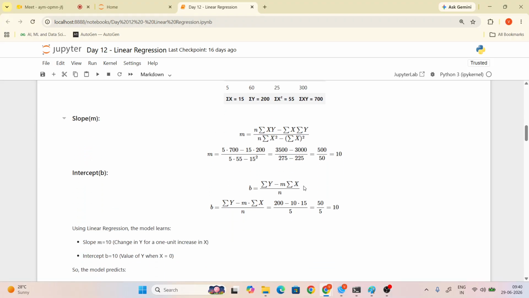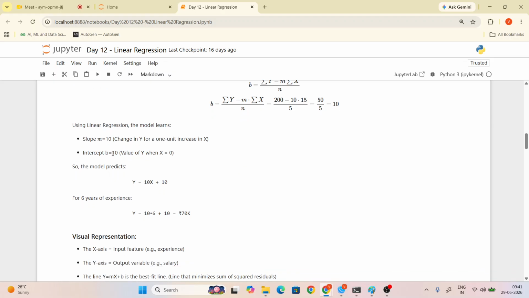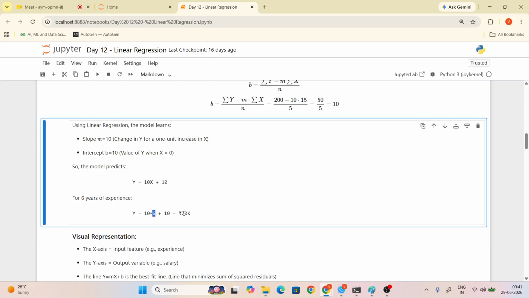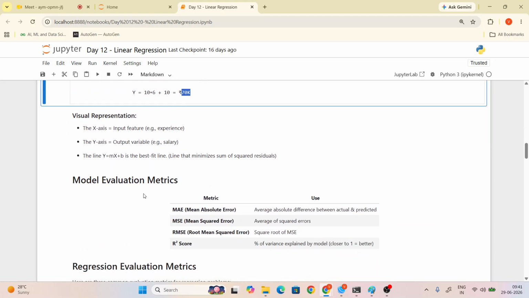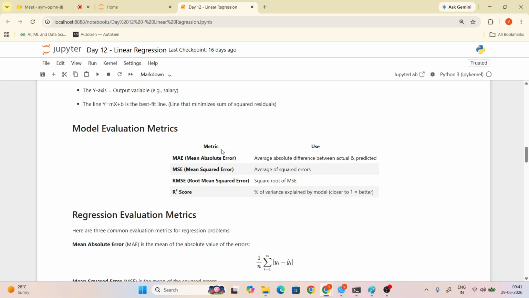Just note down the points. So we got a slope of 10 and an intercept b of 10. Now we apply it. If you have 6 years of experience, what's your salary? 70,000. Okay. Now we need to separate the X and Y axis. So this is our model evaluation metrics, guys.